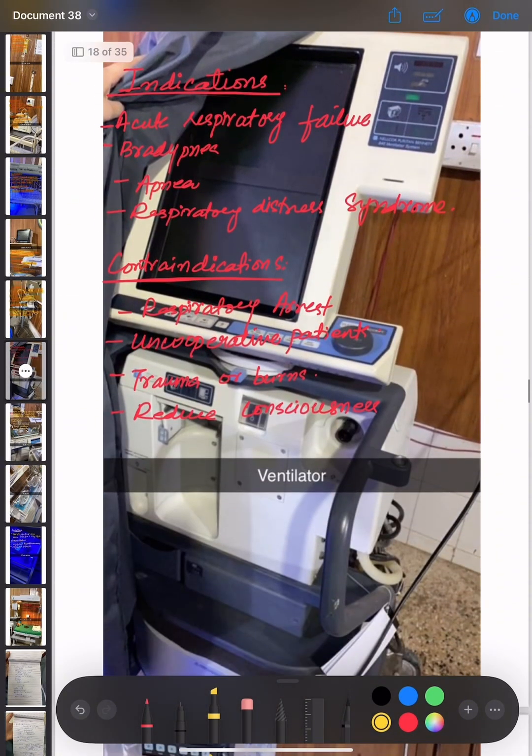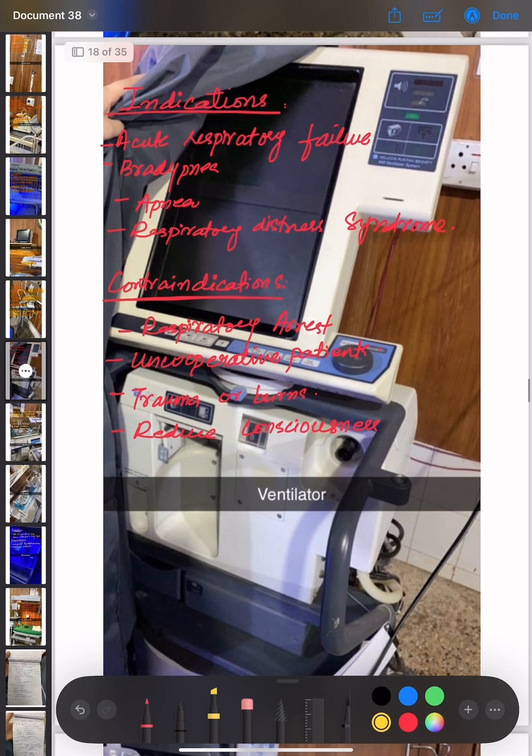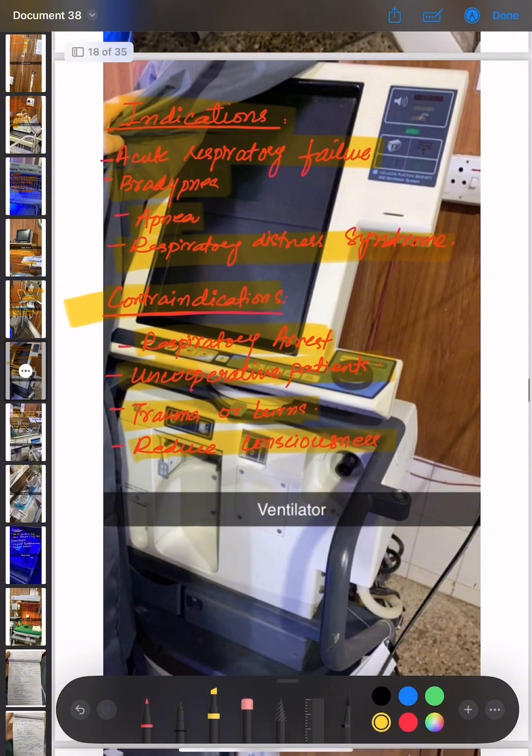Another instrument is ventilator. The indications are acute respiratory failure, bradypnea, apnea, and respiratory distress syndrome. Ventilator is used for the following conditions. The contraindications are respiratory arrest, uncooperative patient, trauma or burns, and reduced consciousness. So the ventilator is used for acute respiratory failure, and it is contraindicated in respiratory arrest, uncooperative patients, and trauma or burns.